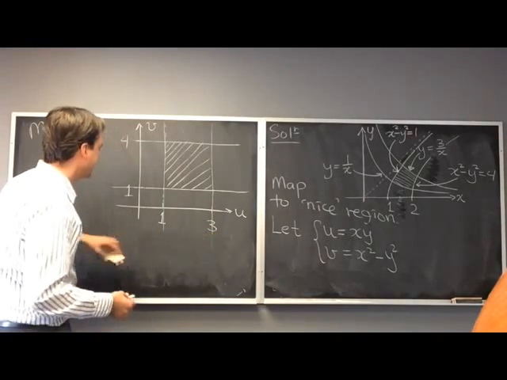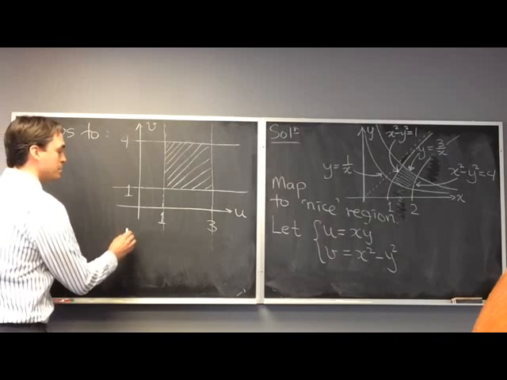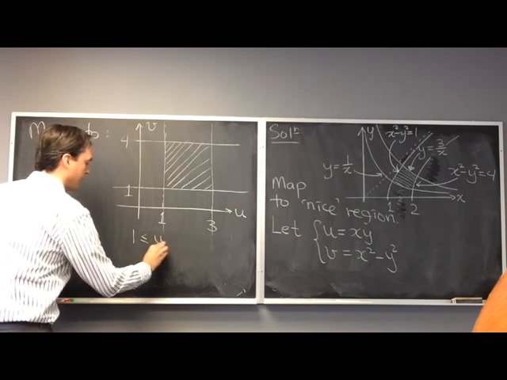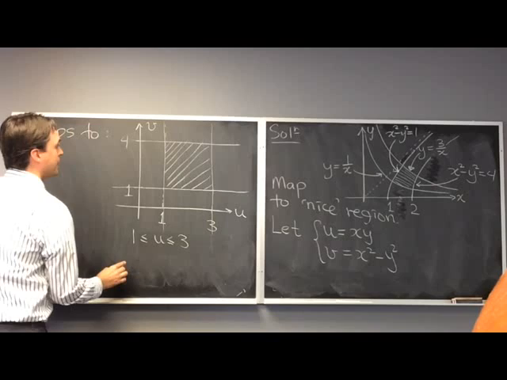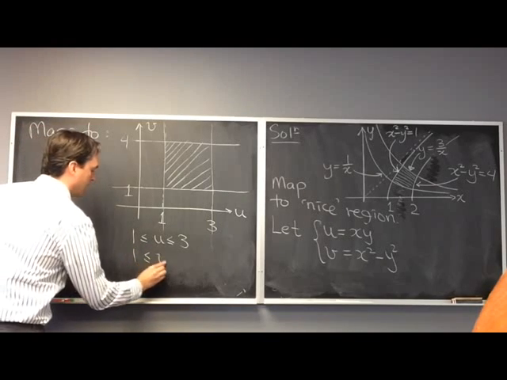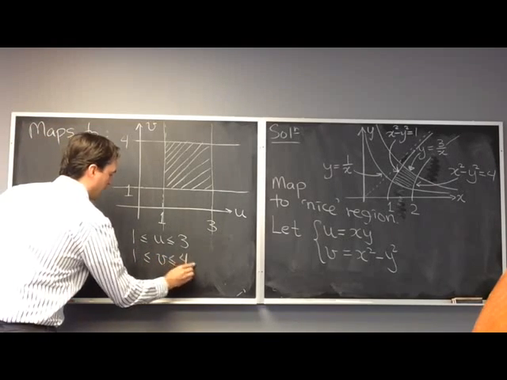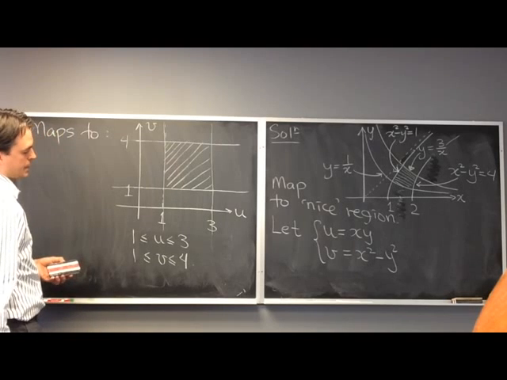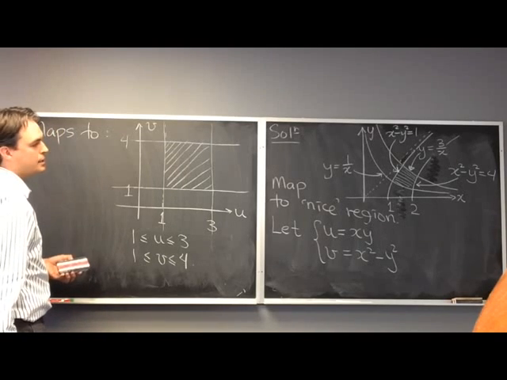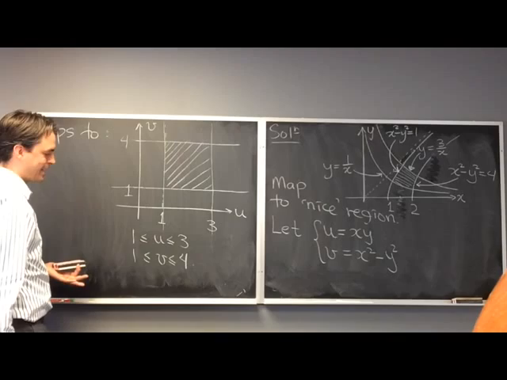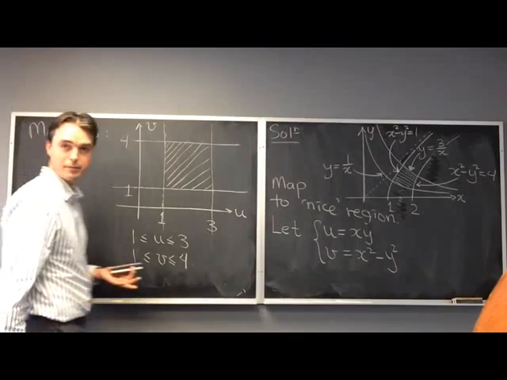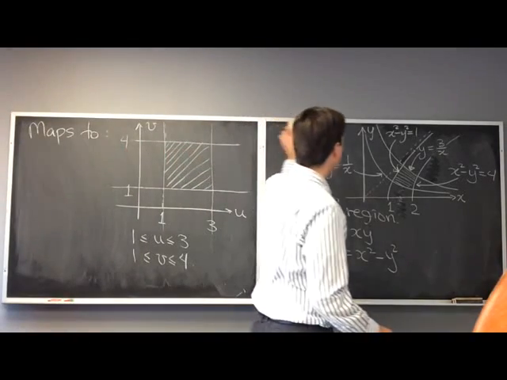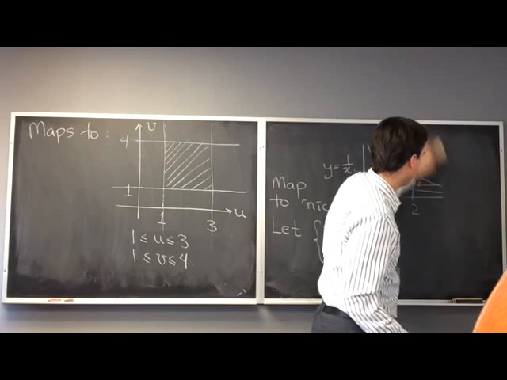So we can clearly see that u is between 1 and 3, and v is between 1 and 4. All right. We also know about the Jacobian. We can calculate the Jacobian of this map to prepare for the change of variable theorem.